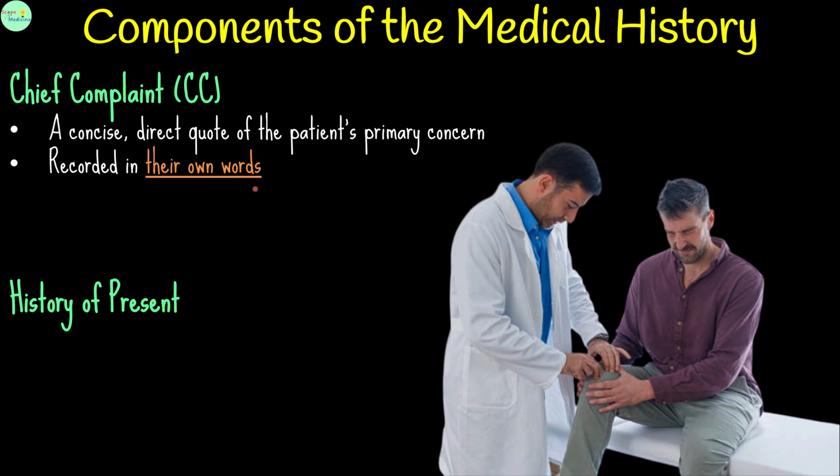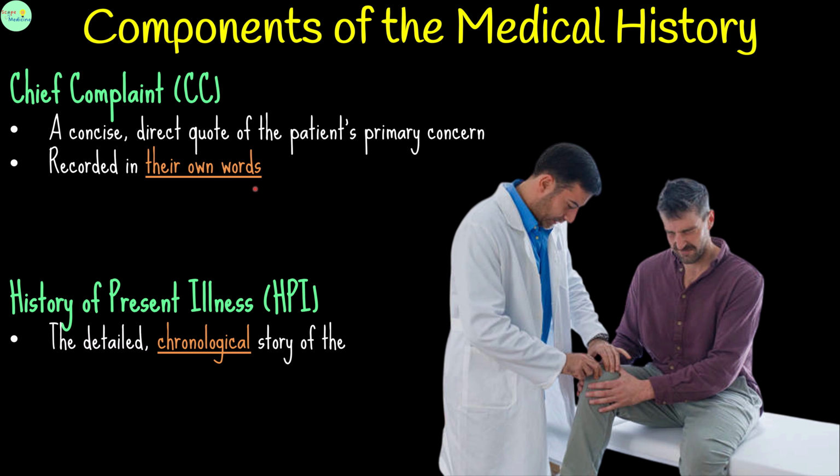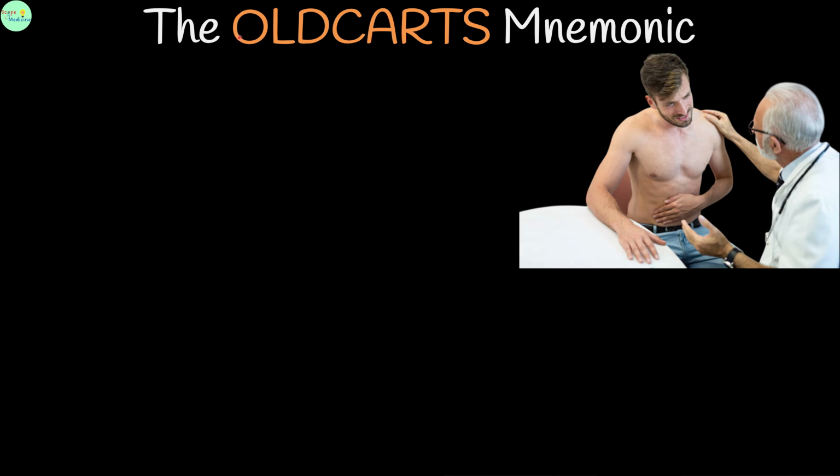The central pillar is the history of present illness, the HPI. This is the detailed, chronological story of the chief complaint. It is where you will spend the majority of your time piecing together the diagnostic puzzle. To master the HPI, we use the OLDCARTS mnemonic as a systematic framework for comprehensive data gathering. O stands for onset. Ask precisely when and how the symptom began. Was it while you were resting or exercising? The context of onset is often diagnostically key.